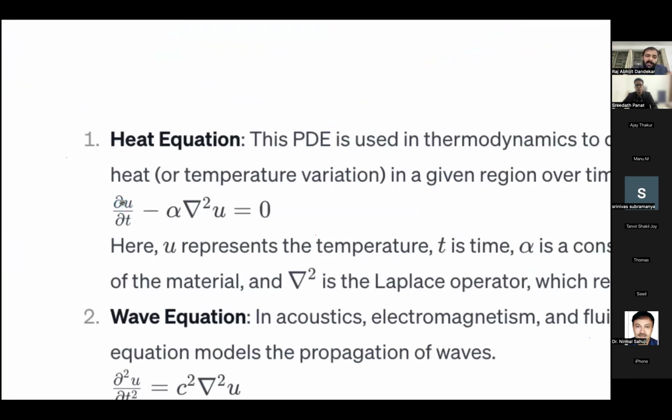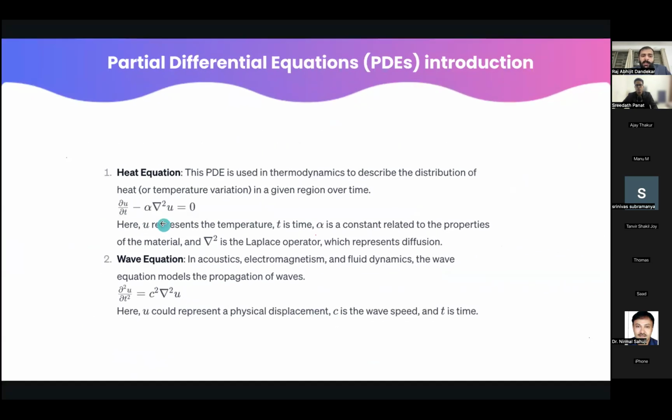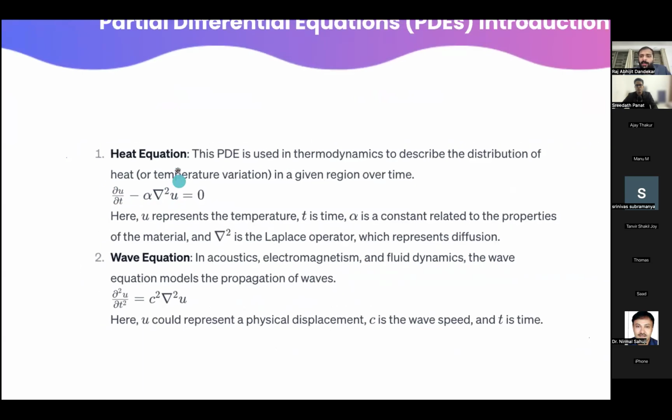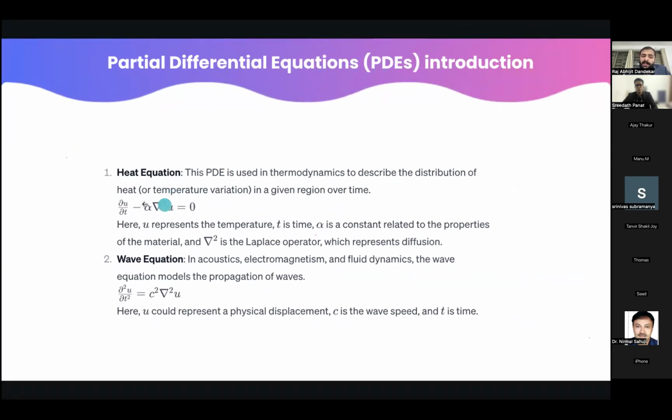They have more than one independent variable. So in an ordinary differential equation, there is only one independent variable, time. But if you see the heat equation, this is du by dt is alpha times d square u by dx square plus d square u by dy square plus d square u by dz square. Does anyone know what this operator is called? You can mention in the chat if you know.